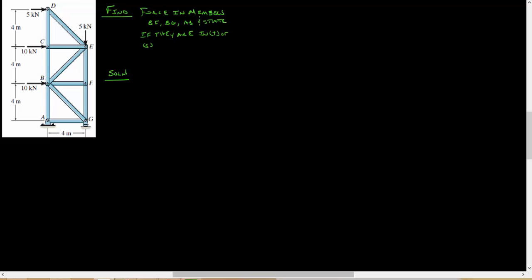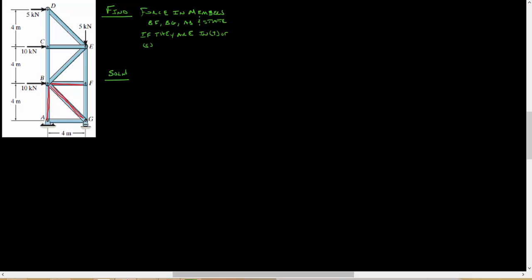Chapter 6.3, Method of Sections. This is example number 2. We're looking at problem 6-45 in the book. They give us a standing truss. It looks like we're solving for members BF, so I'll go ahead and highlight them again. BF, BG, and AB. So those are the three members that we will be looking at solving for.